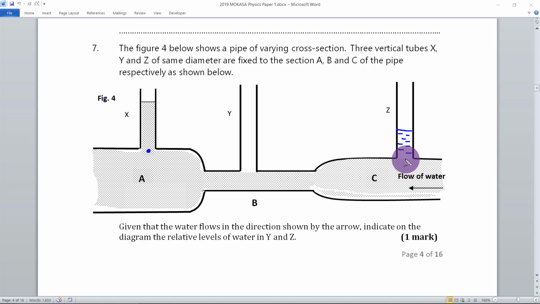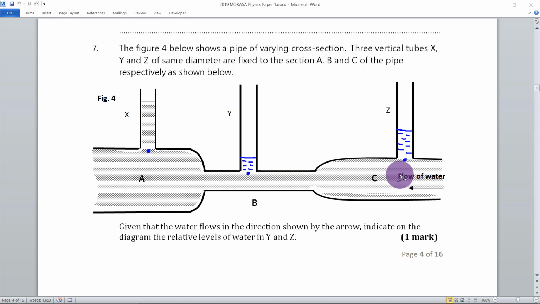And here it's a little bit low because the speed here is higher than the speed over there. Now when we come to this level here, we've got much higher speed than in C. So the pressure at this particular point here will be lower than the pressure at this point. So here we are going to have a much smaller height, showing that the pressure has been reduced significantly.